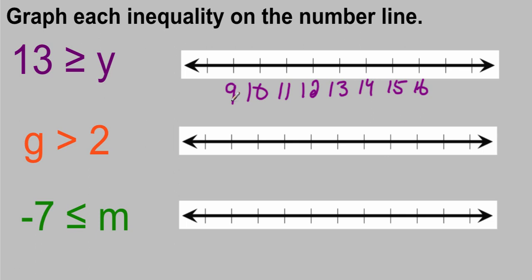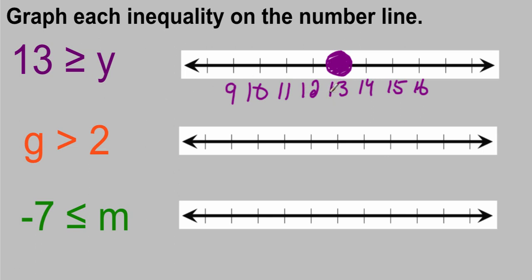We then need to put a circle on 13. We need to take a look at our inequality sign. If the equal sign is underneath, in this case, y is less than or equal to 13, then we're going to have to go ahead and fill in that circle because 13 is part of the solution. Notice how Mrs. King read that to herself. She started with her variable and read it backwards. Y is less than or equal to 13.